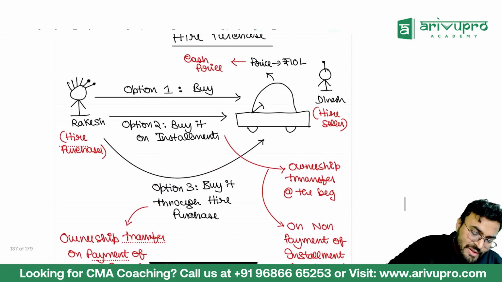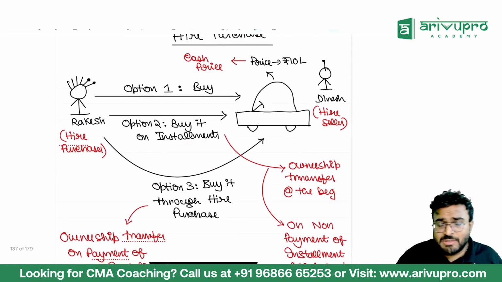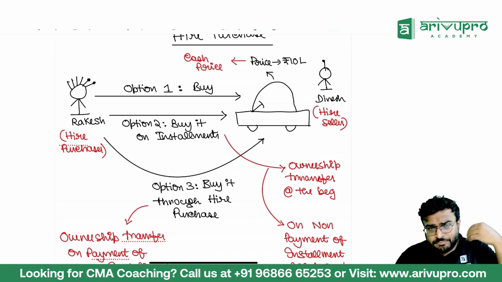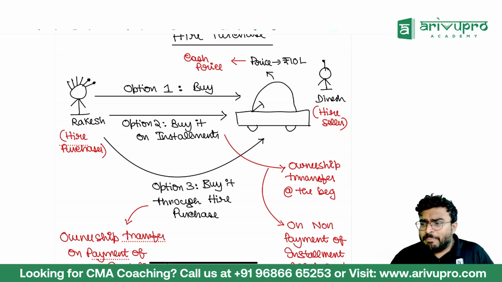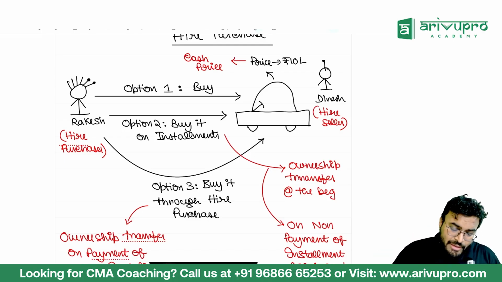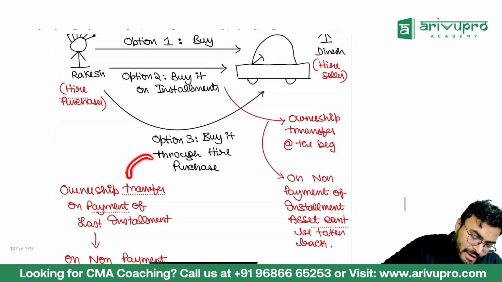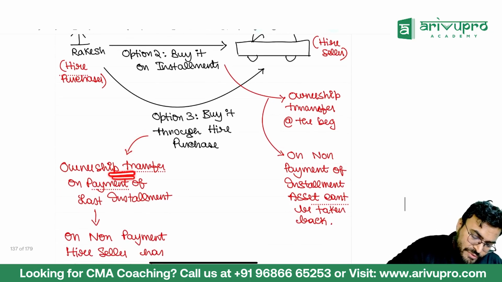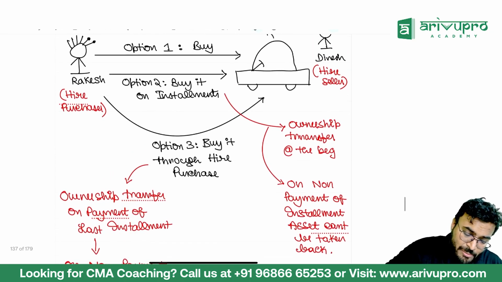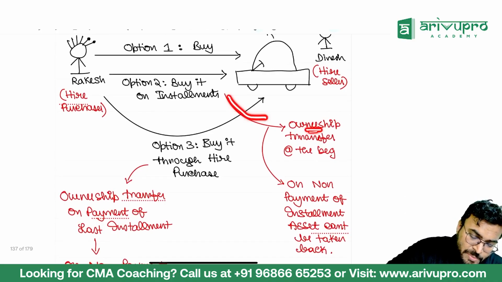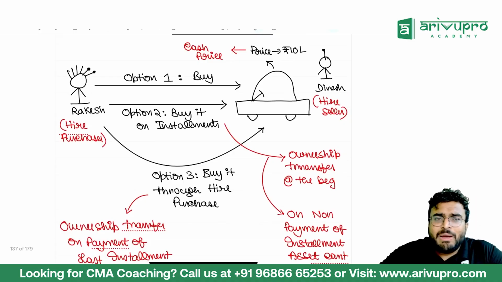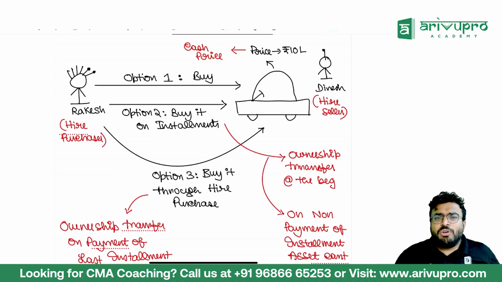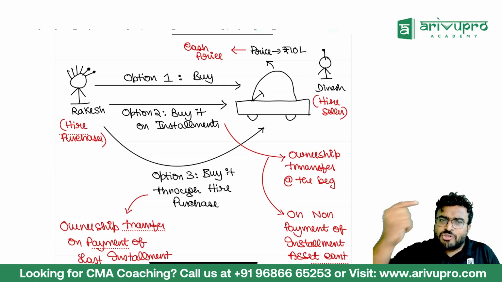Now what is the difference, sir, between installment and hire purchase? Because in installment also we have to pay periodic amount, and in hire purchase also we have to pay some periodic amount. Clear? Now in hire purchase, ownership transfers on payment of the last installment. In installment, ownership transfers at the beginning itself. That means if you go to Reliance Digital and you buy one laptop on installment, that day only you are the owner of the laptop, but you have to keep paying the installment amount.